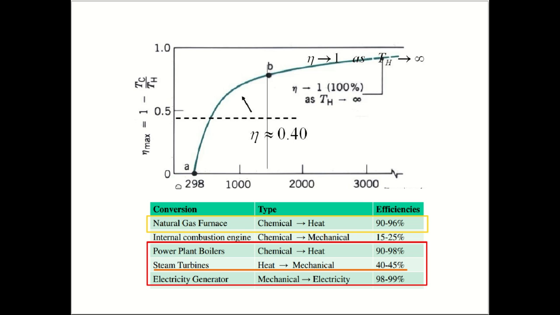In practice, most contemporary technology can usually reach a T_H of about 500 Kelvin, which is about 227 degrees Celsius. So the conversion efficiency is around 40%, which is consistent with the numbers we are giving here. The steam turbine, which converts heat to mechanical energy, can usually reach a conversion efficiency of 40 to 45%.